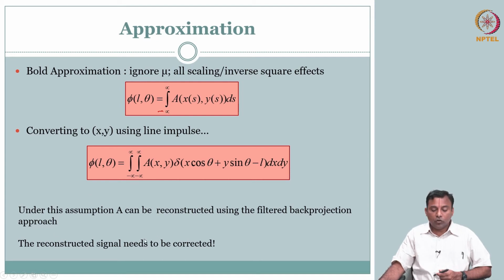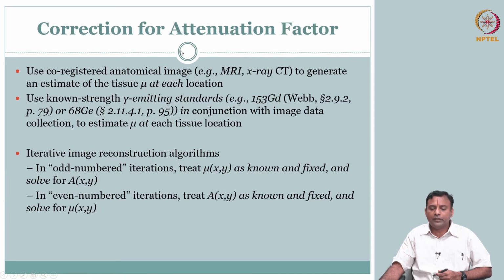Of course, if you say no, I want to correct this because I had a mu, and this is disregarding the mu, can I do any better? Yes, you can do better, there are a few ways you can correct for that. One of the ways is you get a corresponding image from your X-ray CT or MRI, so you can get an estimate for mu. If you get an estimate for mu, then you can get that, roughly, for each location. If you get that, you can use that information.